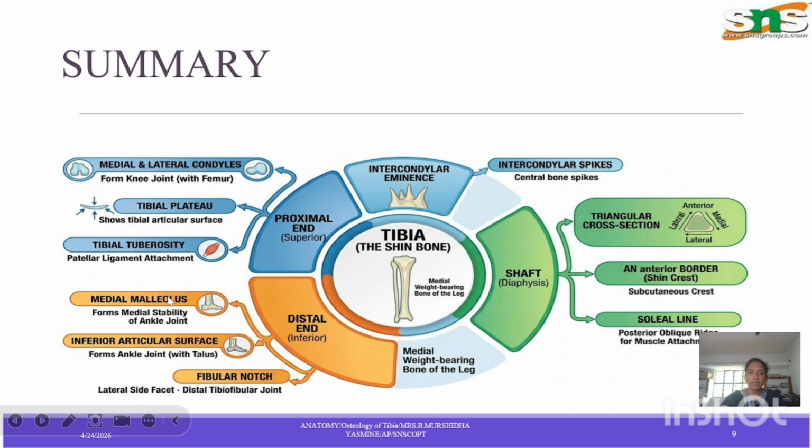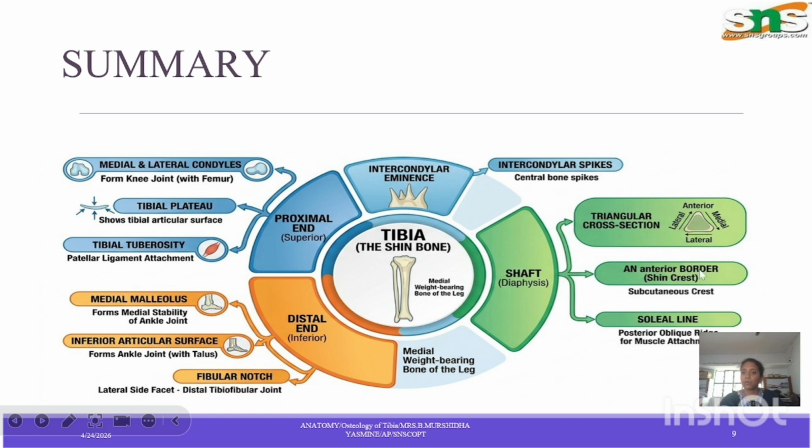And the distal end has the medial malleolus, which forms the medial stability of the ankle joint, and the inferior articular surface, which forms the ankle joint, the fibular notch, the lateral side facet, the distal tibiofibular joint. And the shaft has a triangular cross section: anterior, lateral, medial. So in cross section, the shaft looks like a triangle.